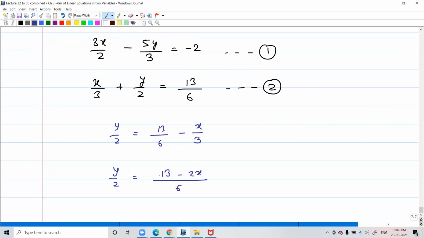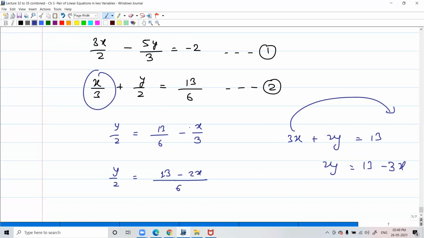Yes, sir. Okay. So whenever you have addition or subtraction, you just transpose it to the other side, just like any normal equation. If instead of x by 3, you had 3x and 2y, and here you had 13, you would have just sent 3x to the other side. It will be 13 minus 3x. The same thing is happening here. X by 3 going that side, becoming minus of x by 3.